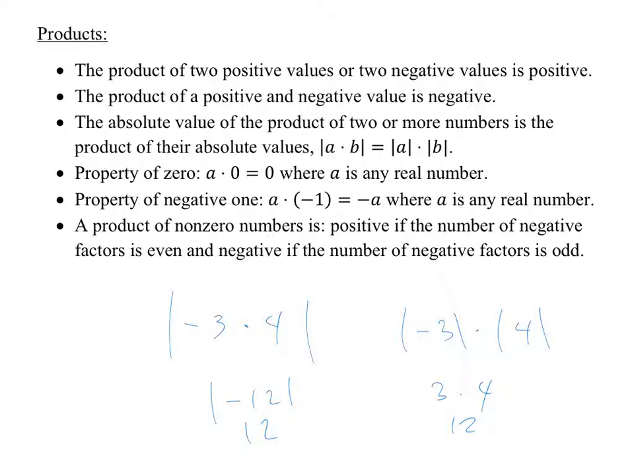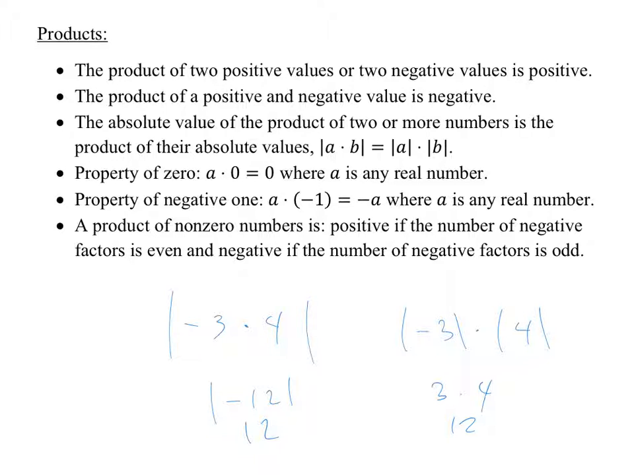Okay? Hannah? Property of -1, a times -1 equals -a, where a is any real number. Okay, this is kind of like the identity property, but it's the opposite of that in a sense, right? The identity property, we know, we talked about that already. A times 1 is A. A times -1 is just simply -a. Tristan, the last one, please.